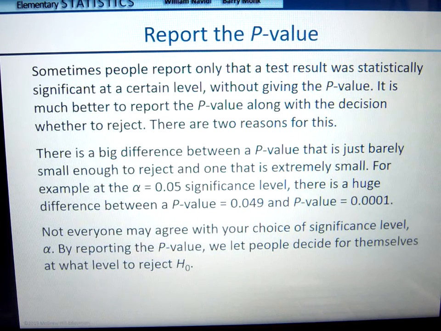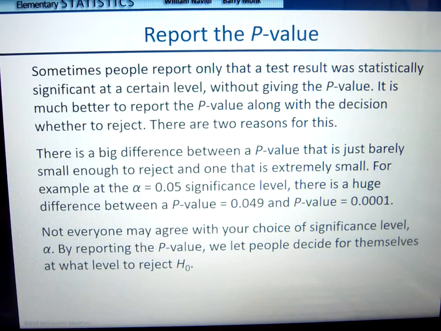There's a big difference between a p-value that is just barely small enough to reject and one that is extremely small. For example, at the 0.05 significance level, there is a huge difference between a p-value of 0.049 and a p-value of 0.001. Not everybody may agree with your significance level alpha, but by reporting the p-value, we let people decide for themselves at what level to reject the null hypothesis.